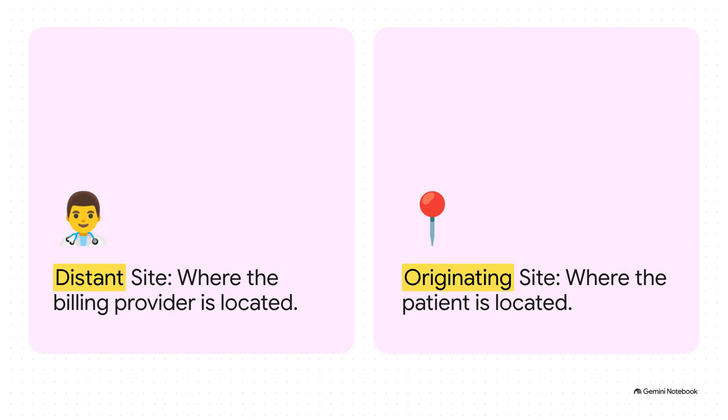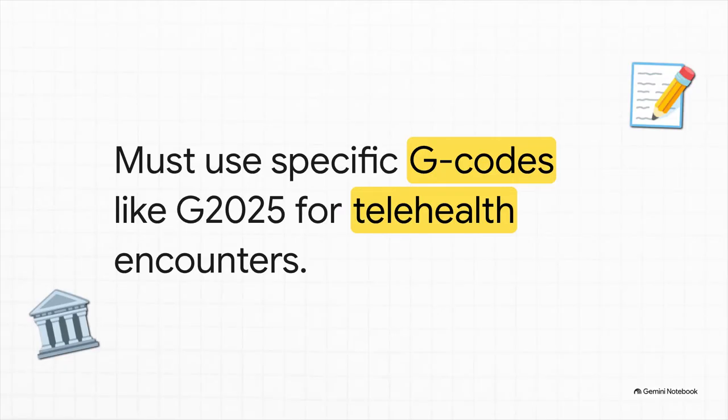Now, if a patient travels to a rural clinic just to use their equipment to video chat with you, that clinic can actually capture their own facility fee using HCPCS code Q3014. That covers the telehealth originating site facility fee. And a quick special note here. If you happen to be billing for a rural health clinic or a federally qualified health center, those standard rules often just go right out the window. You actually have to bypass the standard professional E&M codes entirely and use specific G codes, like G2025 for telehealth encounters, to make sure Medicare reimburses you properly.